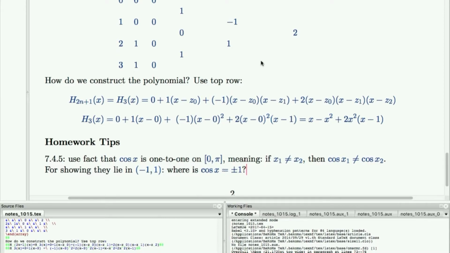I'm still not getting the relationship between the Lagrange... Oh, hold on a second.